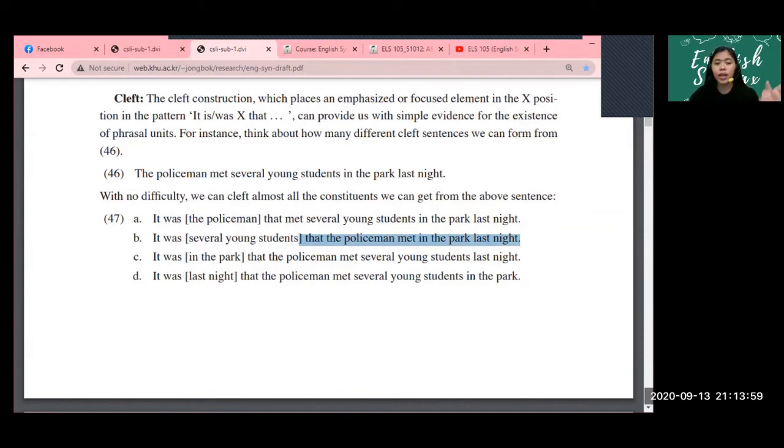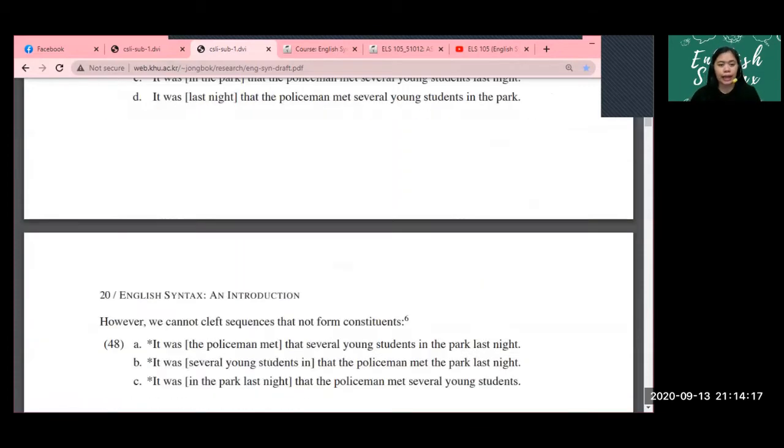So it has the same thought, only that this phrase, several young students, was placed in the position of the X to test the validity of it being a constituent or being a phrase. So that's easy, just like that.